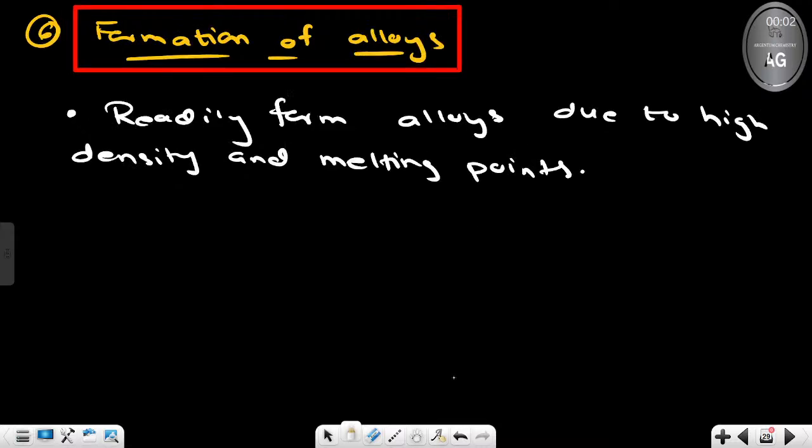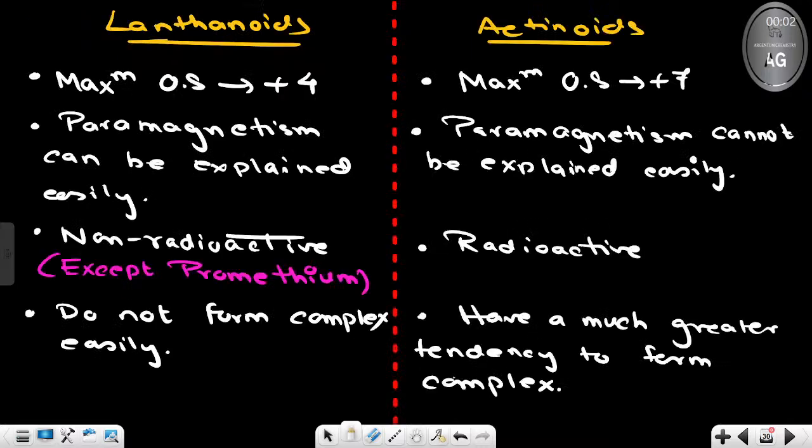Okay, next. Formation of alloys. They will form alloys because they have high density and the melting point is also high. Last topic of today, the comparison of lanthanoids and actinoids that will be asked in the exam.